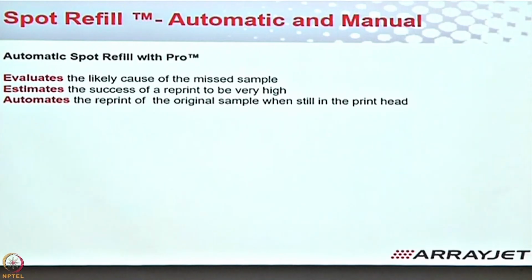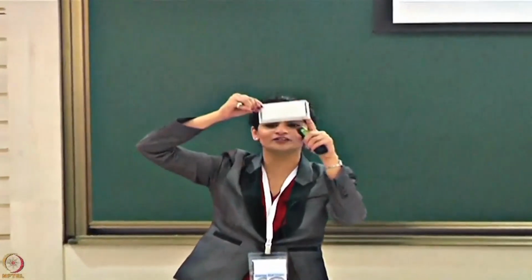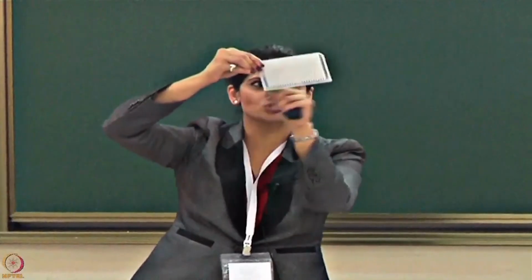Now spot refill means you can reprint that spot. Wherever it is a missing place, it will go and put your sample. So it evaluates the likely cause of the missing sample. Sometimes what happens is air goes inside, or you've forgotten to fill a well, because these are 384 well plates. If you fill all the wells, sometimes the human eye cannot really see if all the wells are full or not. I have had my own experience, pipetting so many different samples in the 384 style, if you miss one well and you put that plate in a reader, what's going to happen to that one antibody?